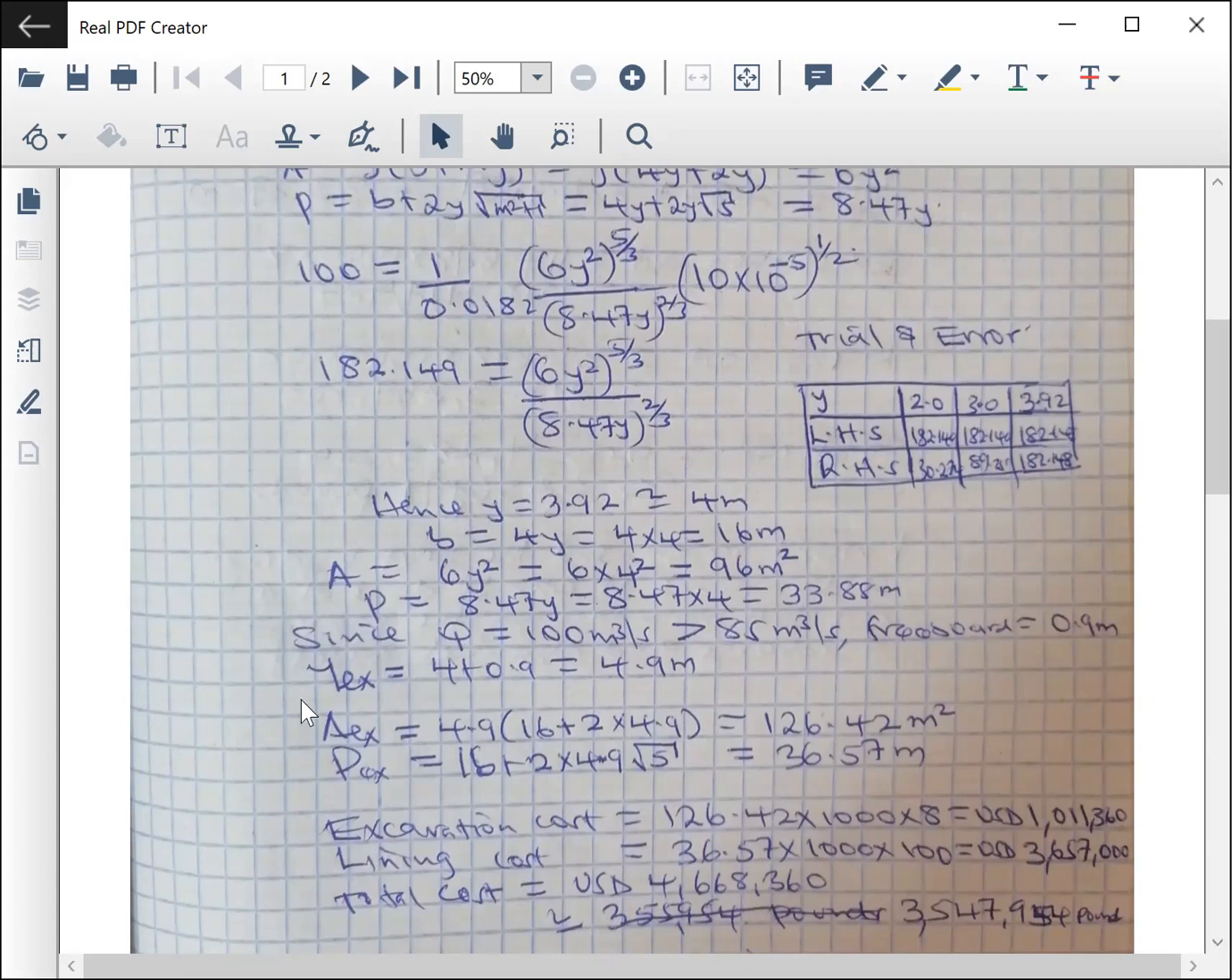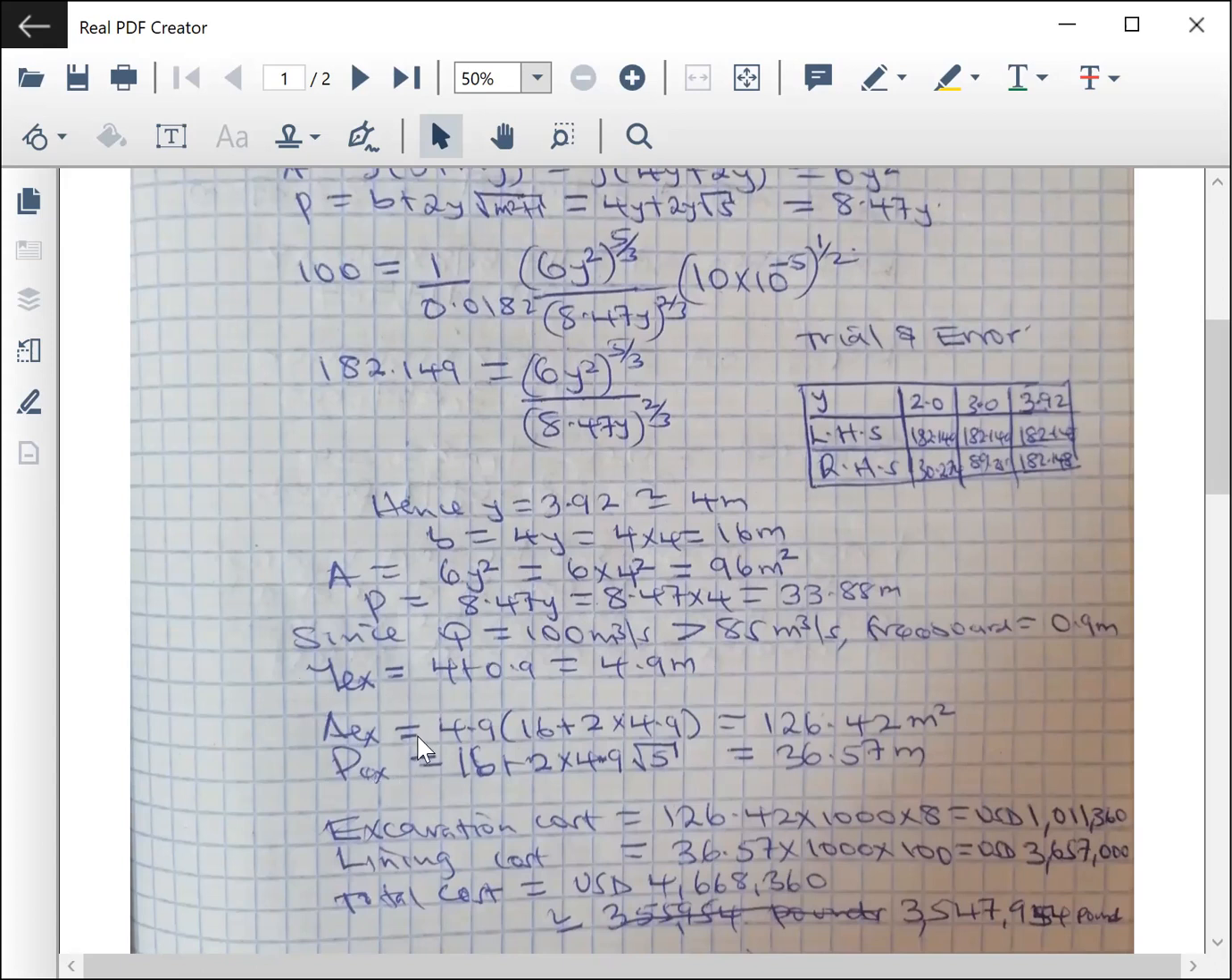Now we want to compute the excavated depth. So excavated depth will be 4 meter, which we have calculated, plus a freeboard of 0.9 meter. So you get 4.9 meter. During excavation, we will excavate not 4 meter, but 4 meter plus 0.9 meter, which is 4.9 meter.